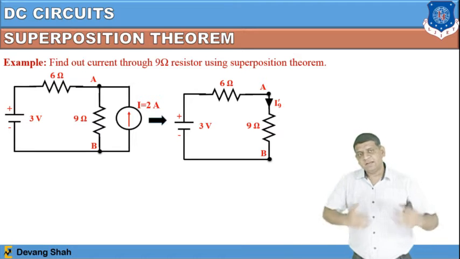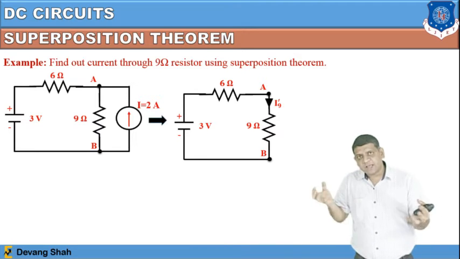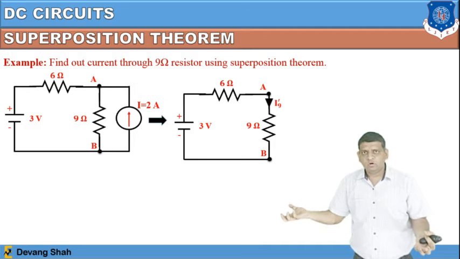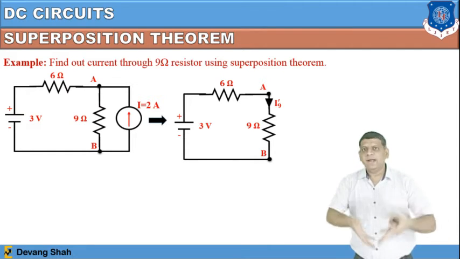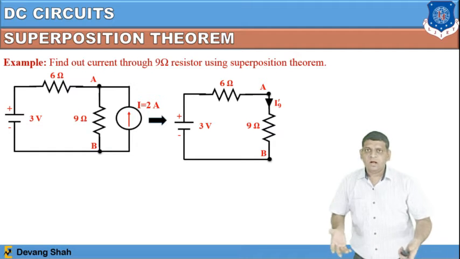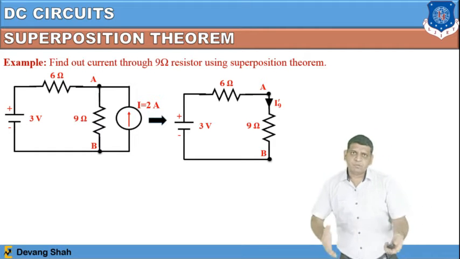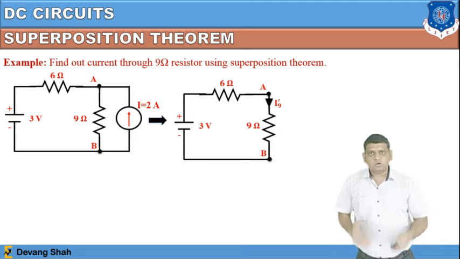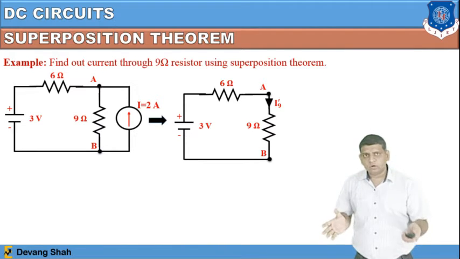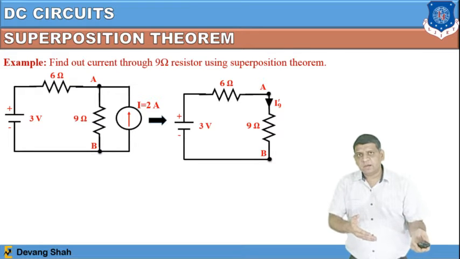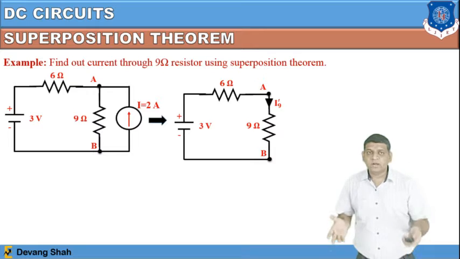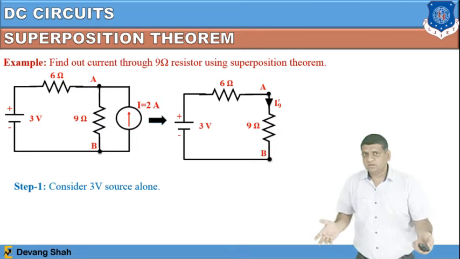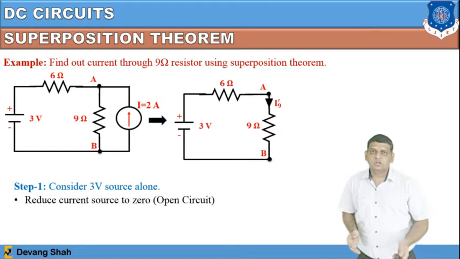So algebraically, once you find the separate effect of the 3-volt voltage source and the 2 ampere current source, at the end you have to add these two currents and you will find the answer. We'll start with step number 1, where I make the 2 ampere current source open, so it's 0. Your circuit is only the 3-volt source applied to the series connection of 6 ohm and 9 ohm resistances. From that you can find your current. It's very simple using Ohm's law.